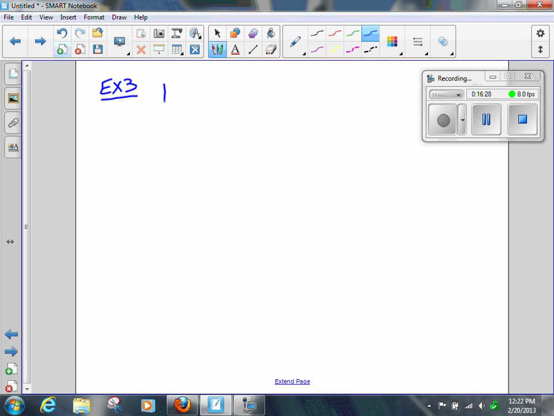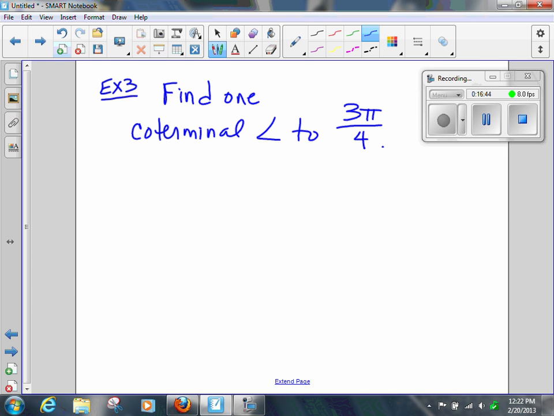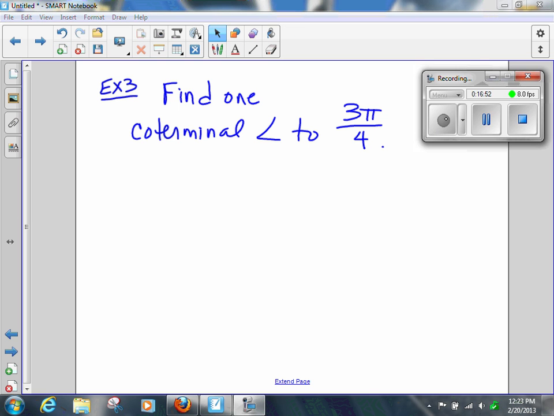Find one coterminal angle to 3 pi over 4. And don't tell me you don't know what to do. What number was important to us in the last example? 360 degrees. What's going to be important to us now? Why? Because it's in terms of pi, right? It's in terms of radians.